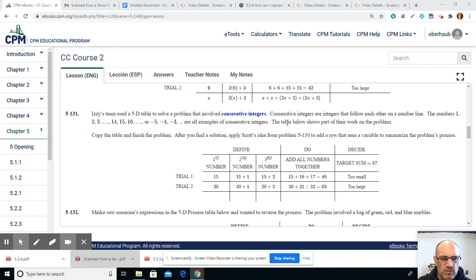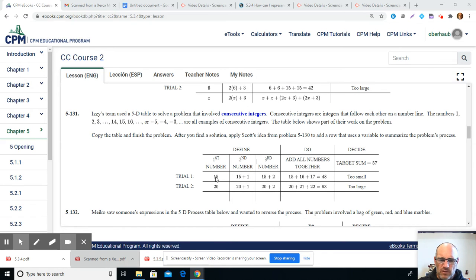All right, so the table below shows part of their work on the problem. So copy the table and finish the problem. After you find a solution, apply Scott's idea from 130 to add a row that uses a variable that summarizes. So the first thing you've got to do is copy this down onto your paper, and then we need to finish it to find the answer. And then we have to do like up here in question 130 and use a variable in here to describe what's going on.